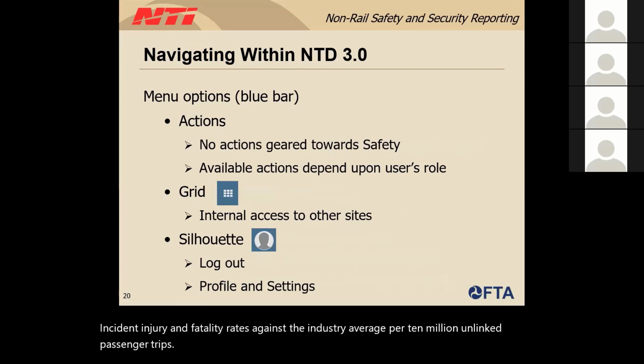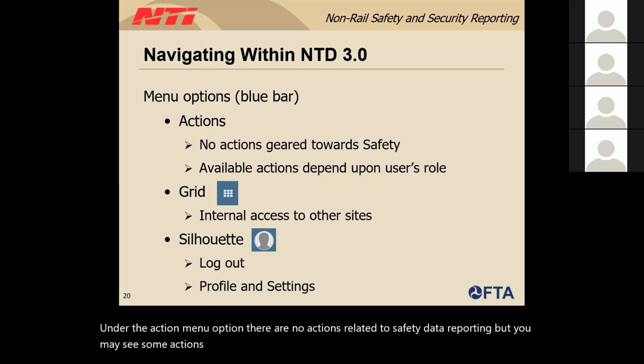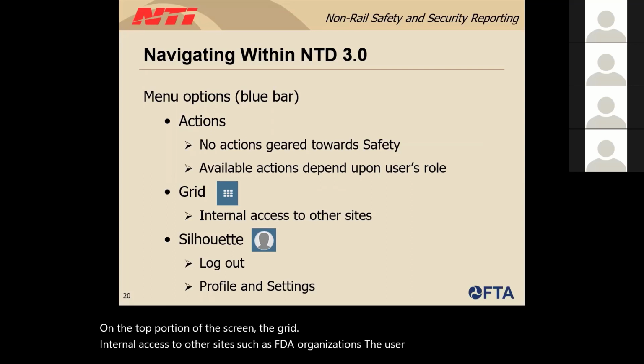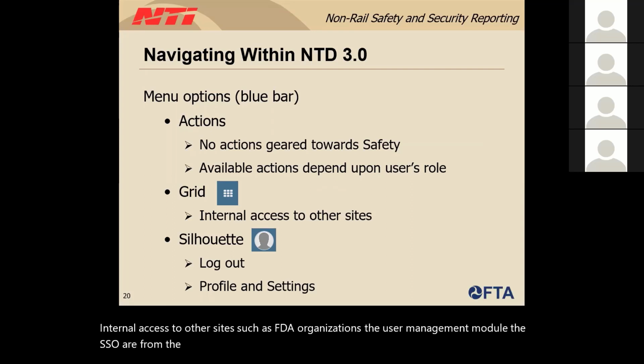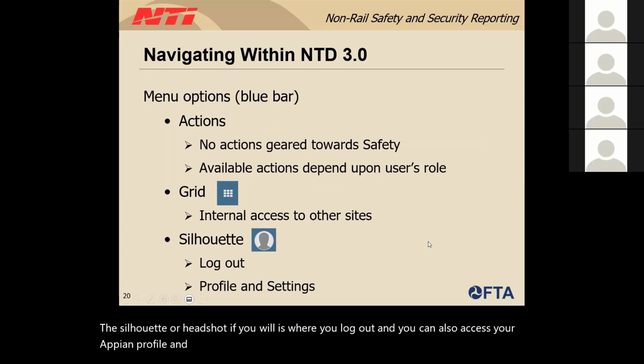Under the Action menu option, there are no actions related to safety data reporting, but you may see some actions under there based on your user role. On the top portion of the screen, the grid provides internal access to other sites, such as FTA organizations, the user management module, the SSOR for the state safety oversight data, and so on. The silhouette, or headshot, if you will, is where you log out, and you can also access your Appian profile and system settings.